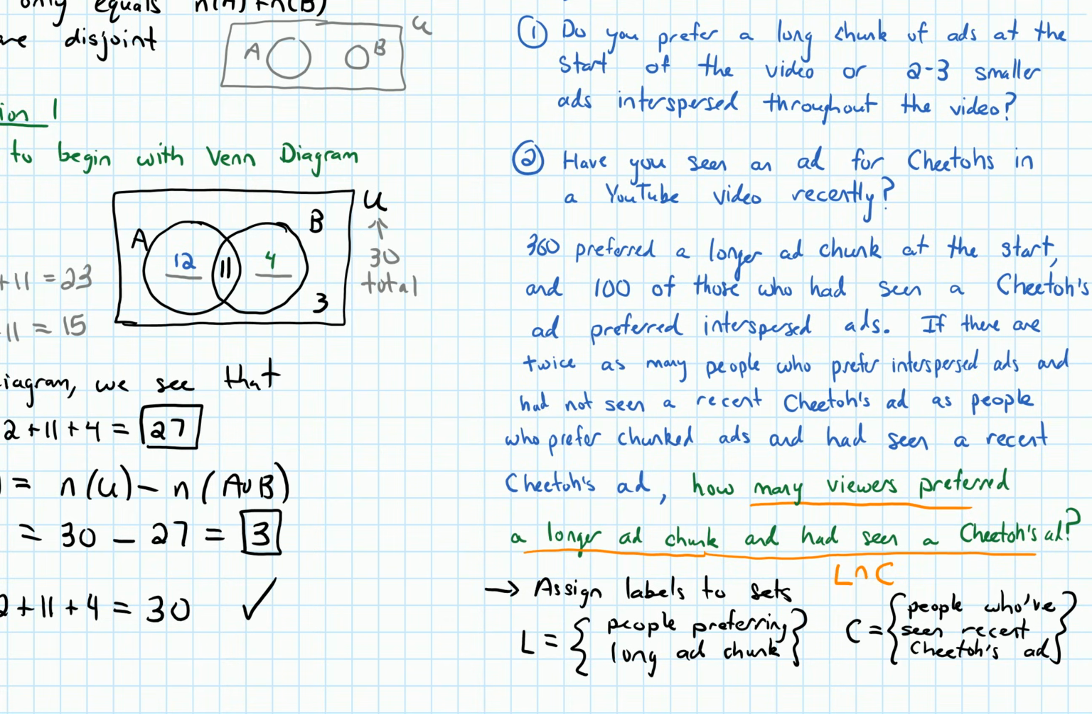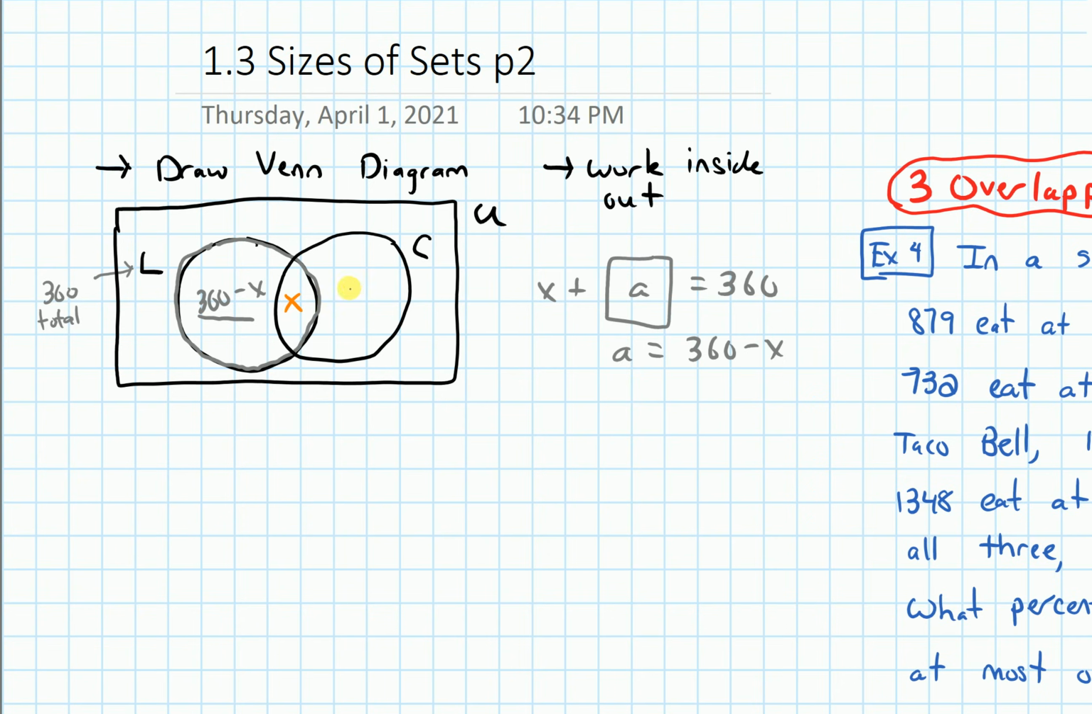So next, going back to the problem, it says that 100 of those who had seen a recent Cheetos ad, so that means within the circle for C, preferred interspersed ads. Well, interspersed ads means you're not in L. You're in L if you prefer longer ad chunks. So the 100 is talking about the people who are in the C circle, but not in the circle for L. So the 100 is over here. You're in the circle for C, but you're not in the circle for L because you don't prefer a longer ad chunk.